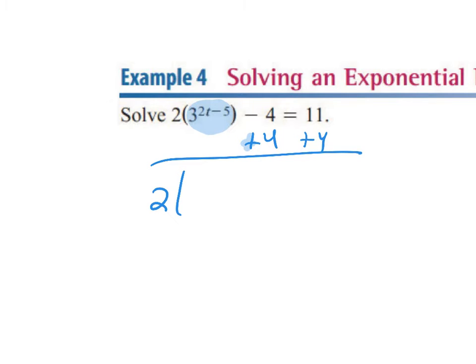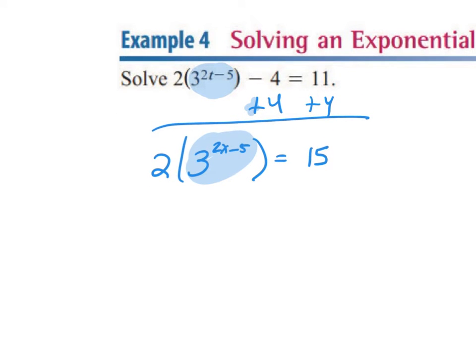So I have 2 times 3 to the 2x minus 5 equals 15, agreed? Okay. I still want 3 to the 2x minus 5 to be by itself, so what do I need to do? Divide by 2. Perfect, divide both sides by 2. Now at this point, some of you are gonna say, can I make that into 7.5? That's fine.